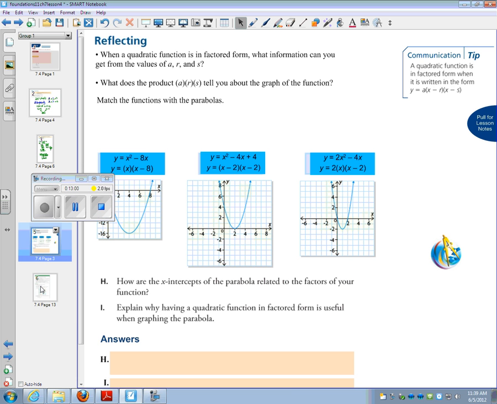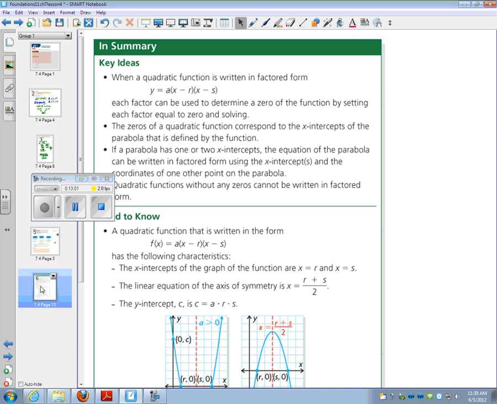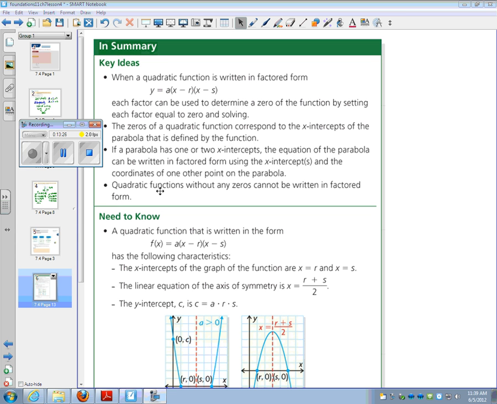Okay, we'll just go over the key things to know. When a quadratic function is written in the factored form y equals (x minus r)(x minus s), each factor can be used to determine a zero of the function by setting each of them equal to 0 and solving. The zeros of a quadratic function correspond to the x-intercepts of the parabola. If it has one or two x-intercepts, the equation of the parabola can be written in factored form using the x-intercepts. If we don't have any zeros, they cannot be written in factored form.